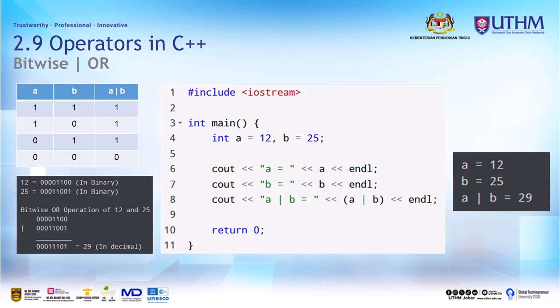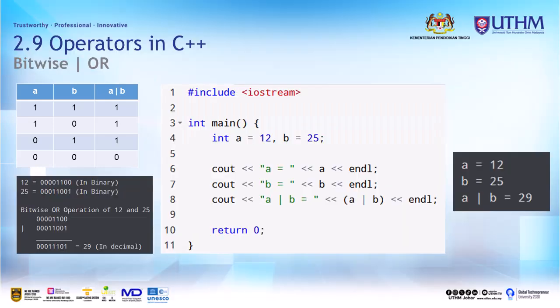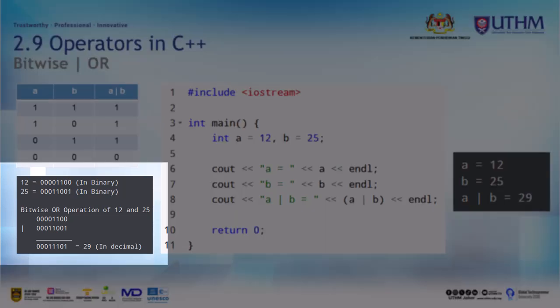The bitwise OR operator compares corresponding bits of two numbers and returns 1 if at least one of the bits is 1. It only returns 0 if both bits are 0. Let us use the exact value of two integer variables in the previous example. Applying the bitwise OR operation results in 29.